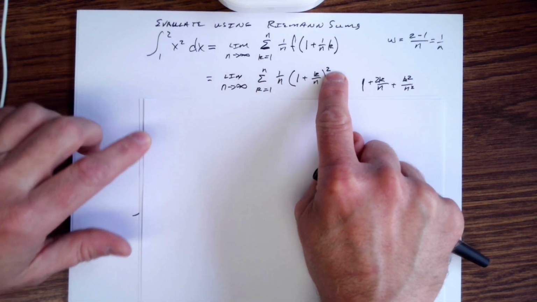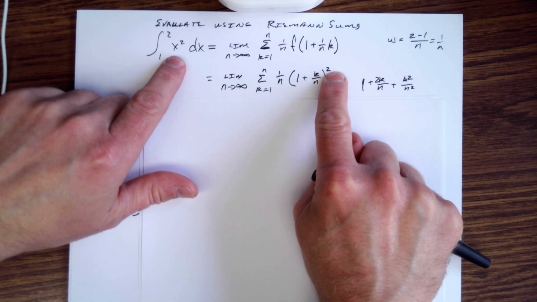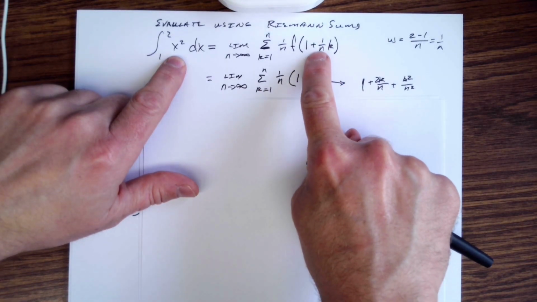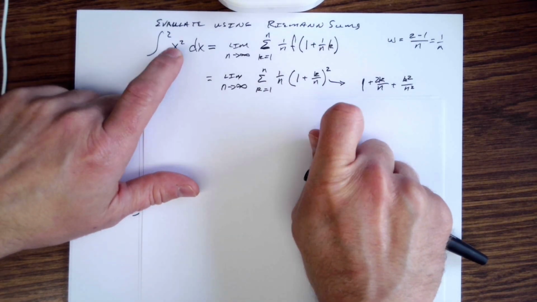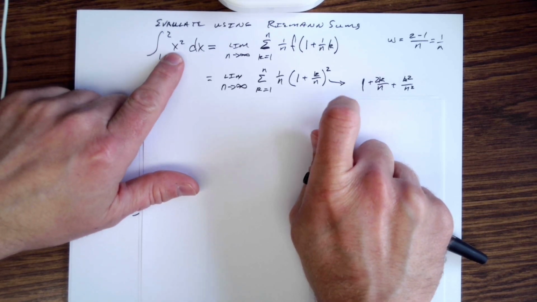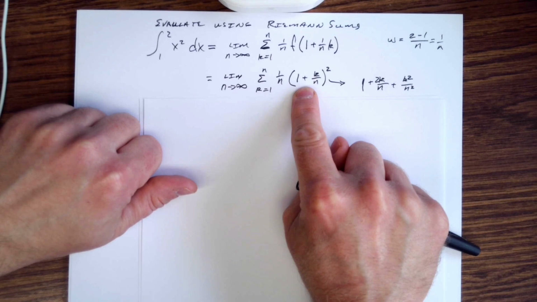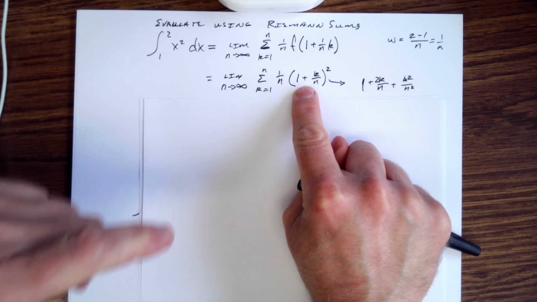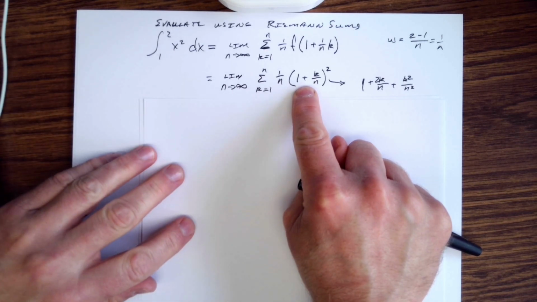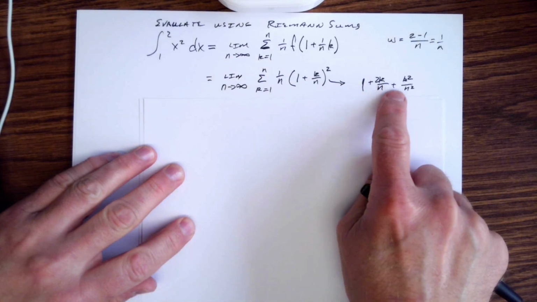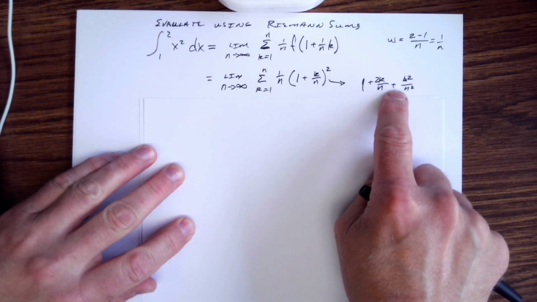Now you're saying, where did that squared come from? My function is x squared. So I'm taking the stuff that's inside of the function and putting it into the function of x squared. So there it is right there. This whole piece, this 1 plus k over n, is my x value that goes into the function. I'm going to multiply that out, okay?